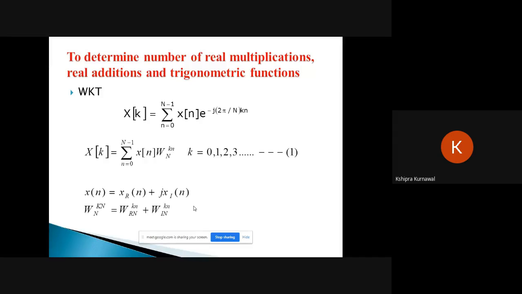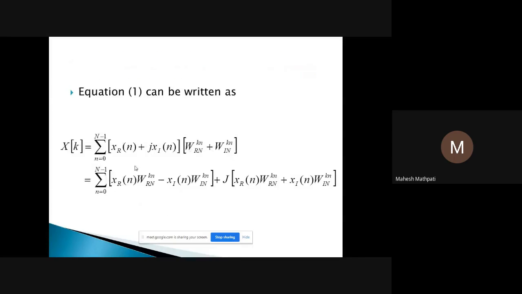WRN to the power KN plus J WIN to the power KN. Everyone has written it, right? Yes, sir. Okay, so here also you just do it as WRN to the power Kn plus J WIN to the power Kn. Now this is what we are calling simply one complex multiplication, right? So if you multiply this, we get it this way.